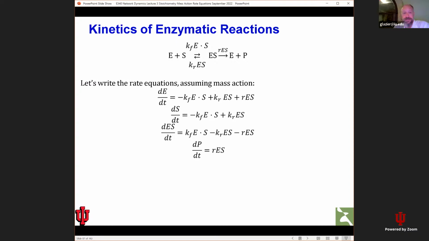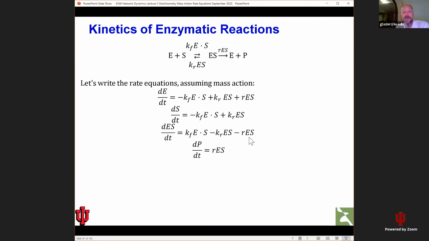And then we have the ES going at a rate that is R times the concentration of ES, the complex, making E and P. So dE/dt is minus KF E times S plus KR ES plus R ES. dS/dt is minus KF E times S plus KR ES. d(ES)/dt is KF E times S minus KR ES minus R ES.